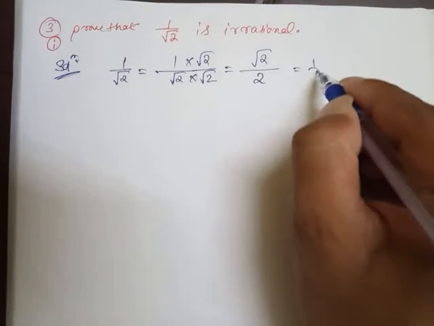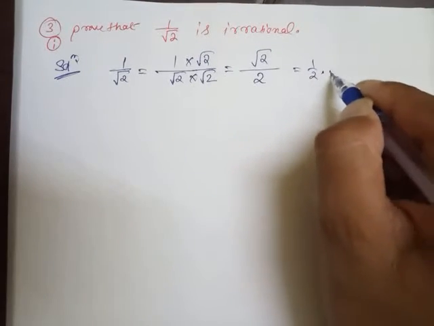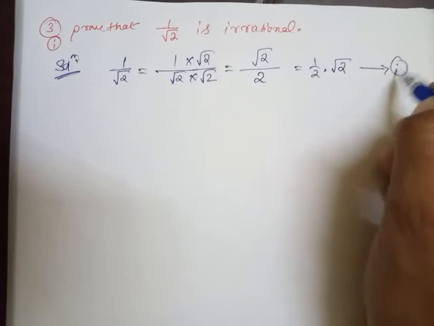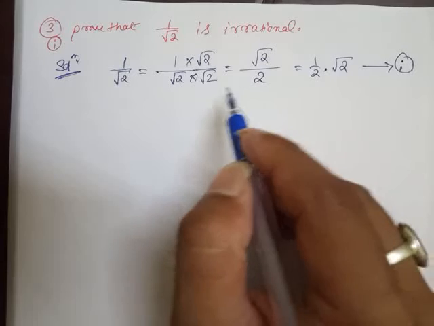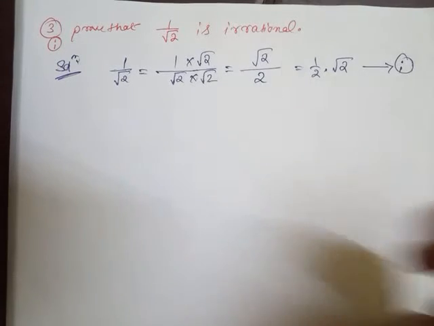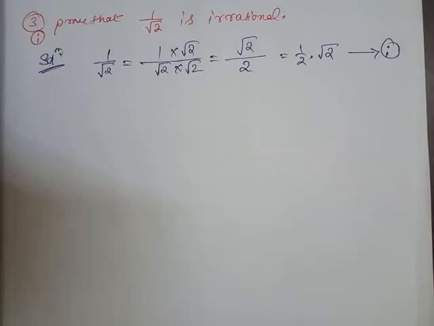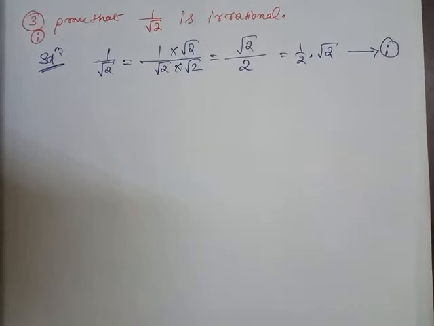So after that I will write here half into root 2. This is our equation number 1. Student, you may know that this step is called rationalization. You have already done this step, rationalization, in class 9. Now student, after this step I am going to start the proof.